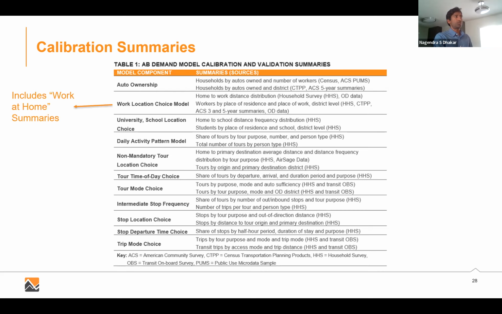So here, the new work at home model that Mark added to DaySim is included as part of the work location choice model, even though the model itself is part of the individual day pattern. But to have all the work location related variables in one place, we have added that on the work at home summaries as part of that spreadsheet.